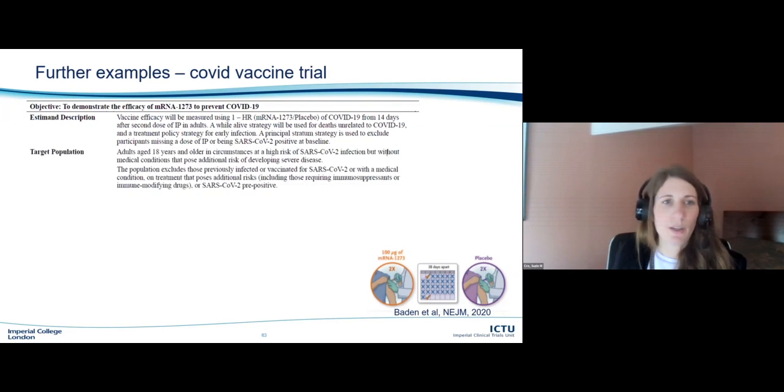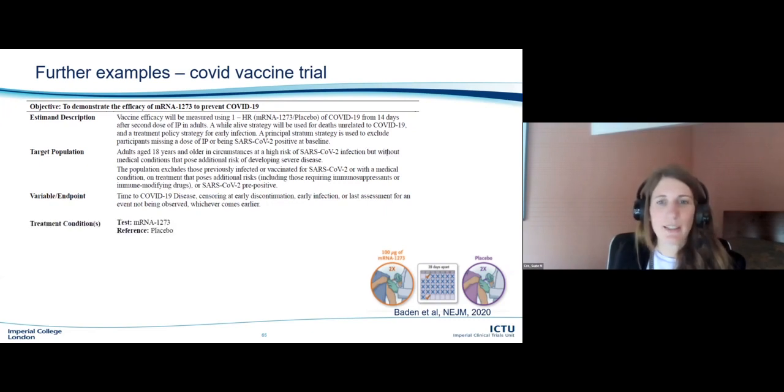So their population was adults aged 18 years or older in circumstances at high risk of COVID infection, but without severe risk of having disease from other medical conditions. But they then did state that they excluded those who'd been previously infected or vaccinated, or with a medical condition or treatment that poses additional risks, or COVID exposure pre-positive before. So this aligns to that principal stratum approach. The variable and endpoint was the time to COVID-19 disease, censoring at early discontinuation, early infection, or last assessment for an event not being observed, whichever one came earlier.